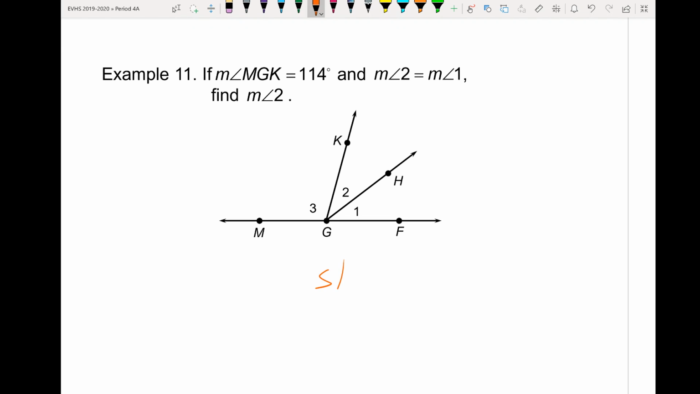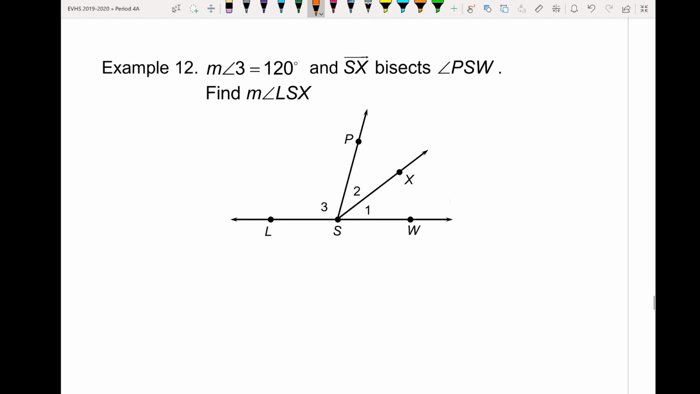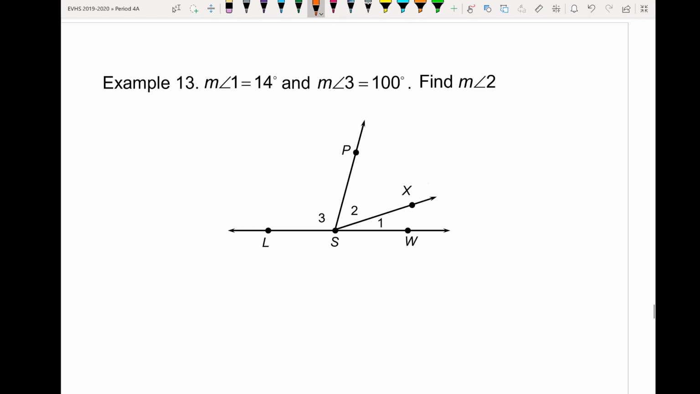All right, let's skip number 11. I want to get on to bigger and better things. Skip 12. We're on the back of the sheet now. All right, let's do 13.